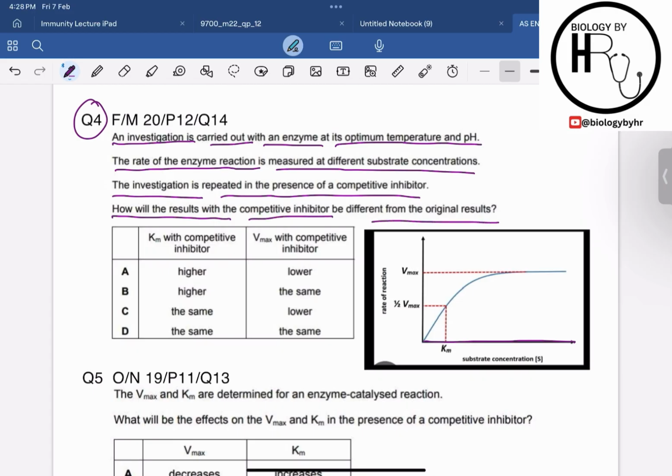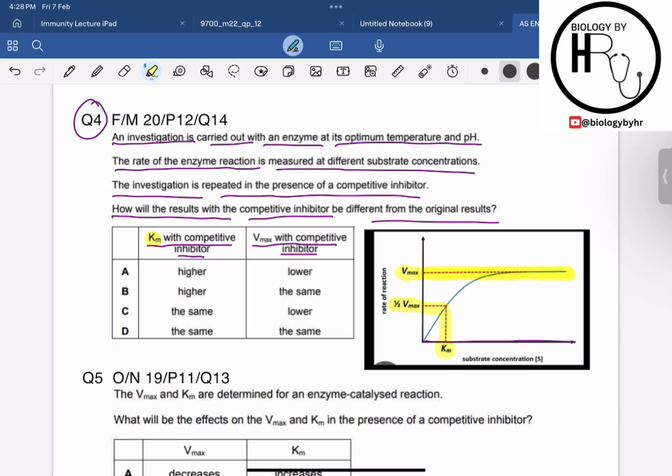Now they are saying that what will happen with the Km with the competitive inhibitor and what will happen with the Vmax with the competitive inhibitor. If I talk about the Vmax, so you know that what is the Vmax? Vmax is the maximum rate of reaction, right? Vmax is the maximum rate of reaction. And what is the Km? Basically, Km is the substrate concentration at half Vmax, right?